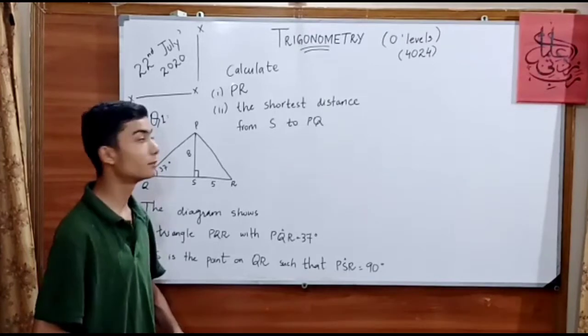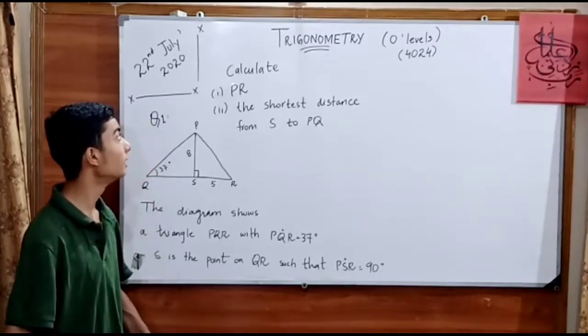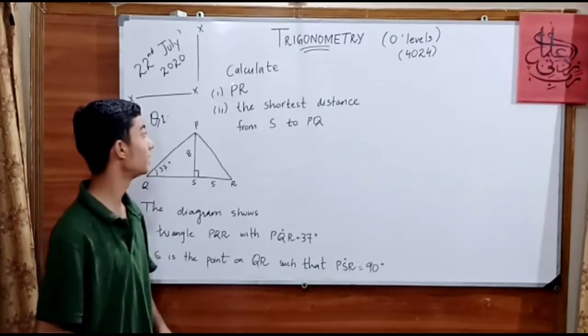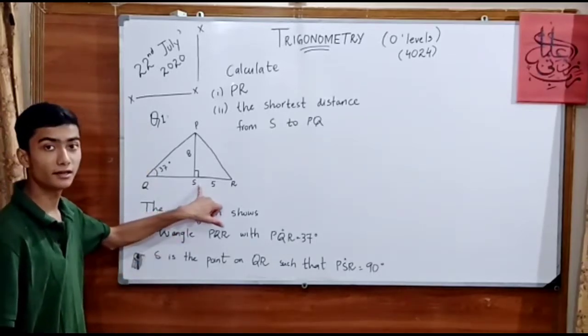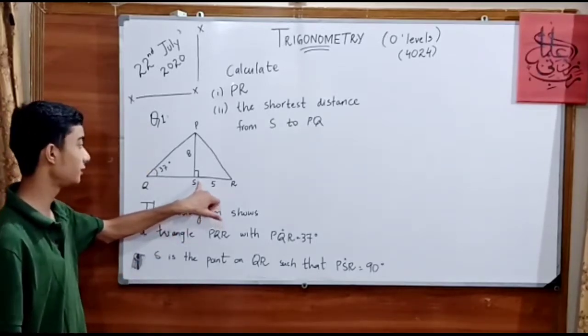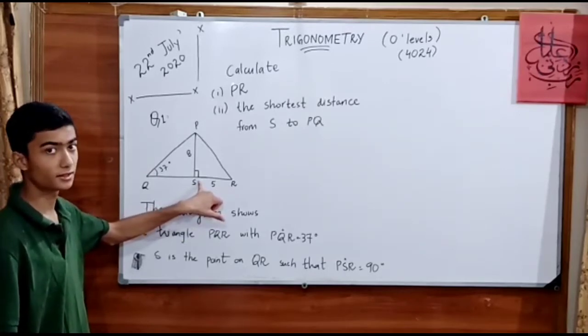I have a couple of past questions over here. In this question, it is given that there's a triangle. You can see that it is a right angle triangle due to the square sign, 90 degrees.